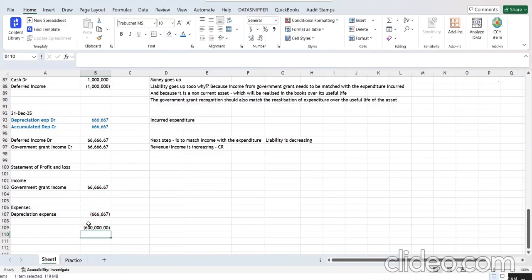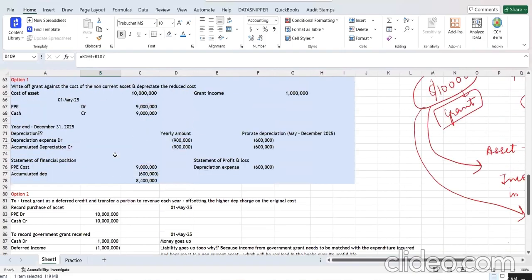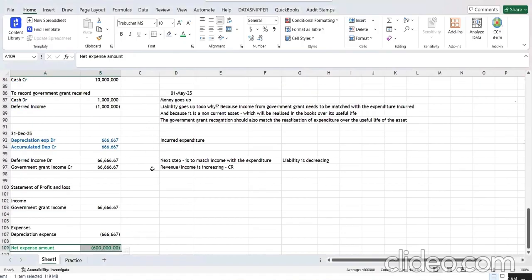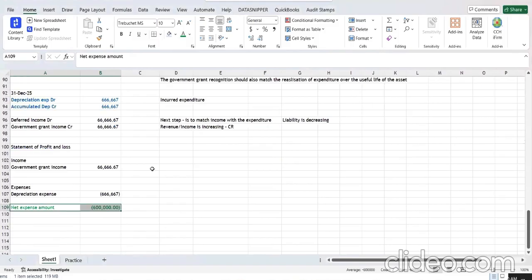What is the net impact? That I have depreciation, I have a net expense amount of 600,000, right? And here, when I followed option 1, my net expense amount was 600,000, right? And if I follow option 2, my net expense amount is also the same. So the options are two, the ways are different, but the destination is the same, right?